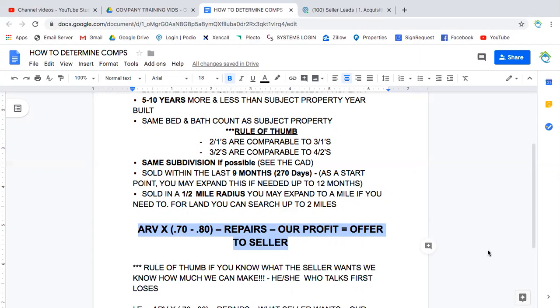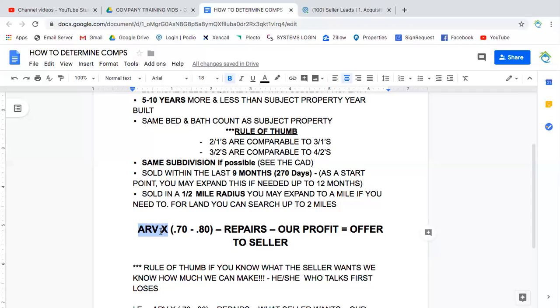We break down this formula to give the offer, and it's broken down to make sure all parties are accounted for. For example, we determine the after repair value of the house. We multiply it by 0.70 up to 0.80 because the remaining percentage up to 100% is what the buyer receives. So if we work the deal at 0.70, the buyer receives 0.30 of the ARV. If we work it at 0.80, the buyer receives 0.20 of the ARV.